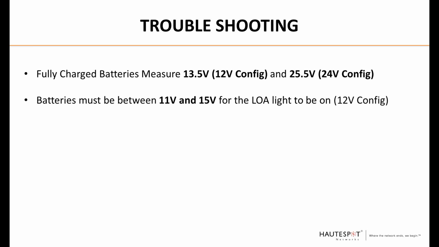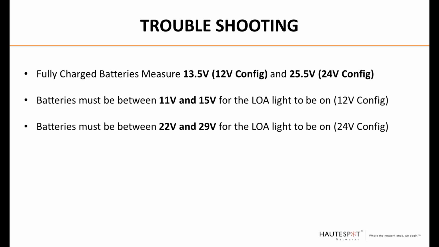Batteries must be between 11 volts and 15 volts for the load light to be on in the 12-volt config, and that means it's charged, ready to go, and can power up your devices. For the 24-volt config, you want the battery readings to be between 22 and 29 volts for the system to be kicking on.